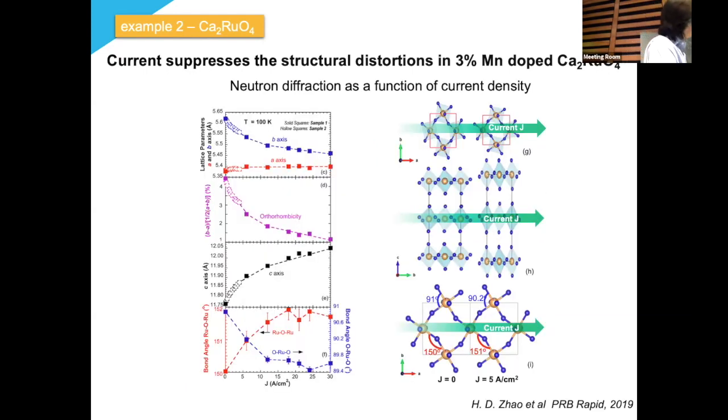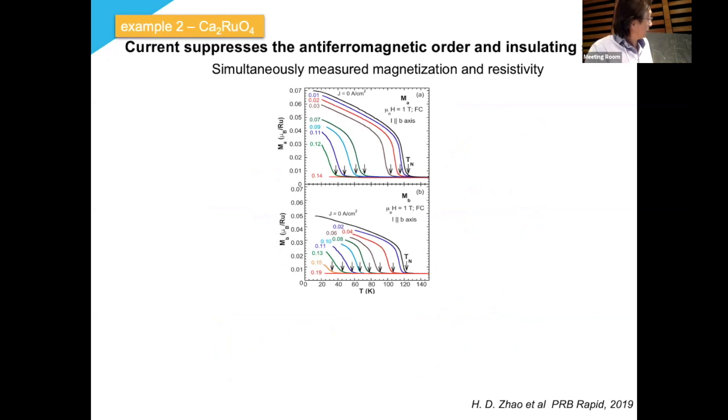What is happening here in structure is that when we apply current, this is the A-axis and B-axis. The important observation here is that orthorhombicity is largely reduced. This is the cartoon illustrating that. And at the same time, the C-axis is elongated. This again is a cartoon. And then more importantly, all these rotation angles, tilting angles are all relaxed, okay? So then the rest is actually expected.